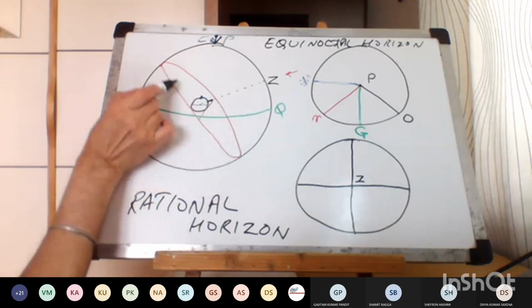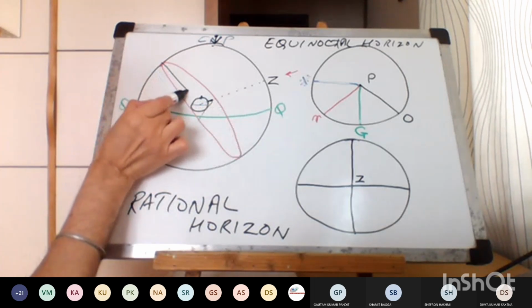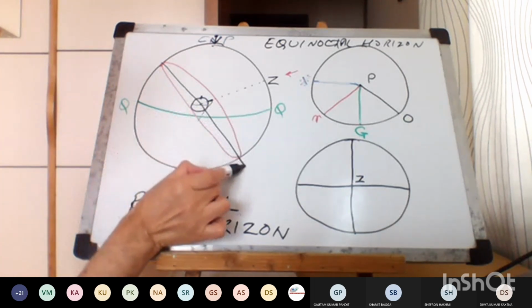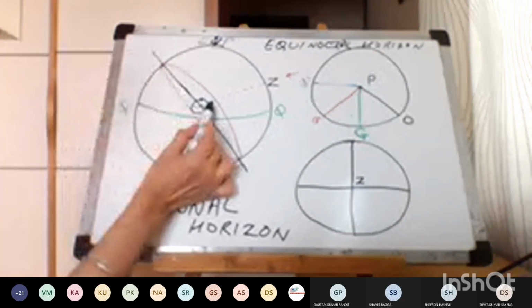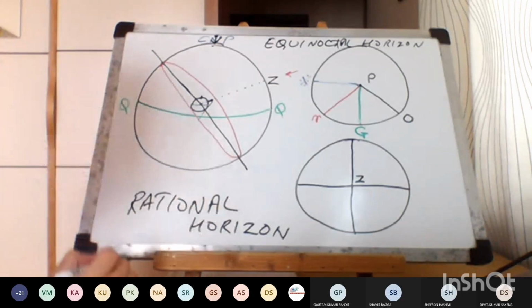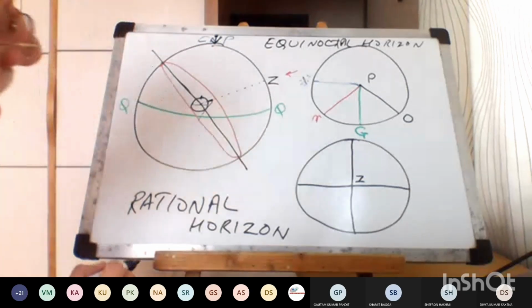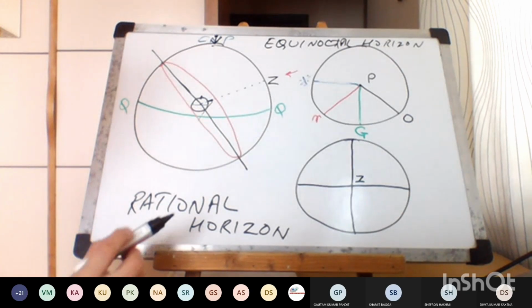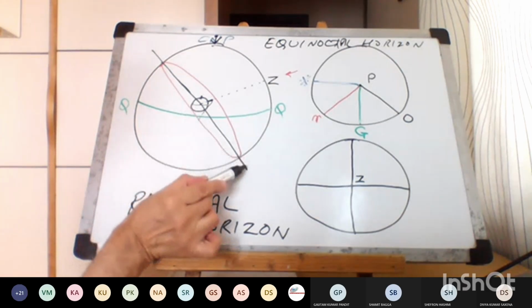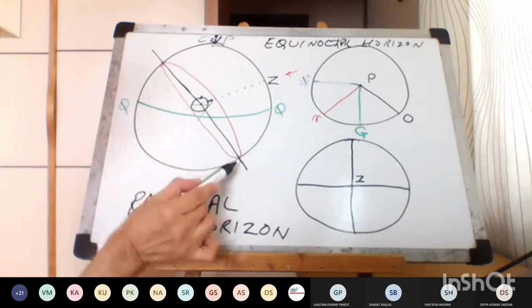But the rational horizon passes through the center of the earth. So this observer, we will bring it down to the center of the earth later on. We will see what it is. But here, I want to make one point, that the rational horizon passes through the center of the earth.